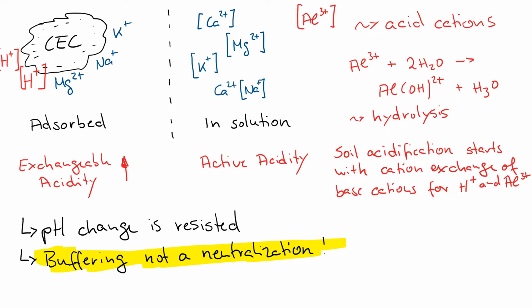It's important to remember that it is really just a buffering. The acid cations are not being neutralized. They are just being buffered, and eventually the exchangeable acidity will be exhausted, and then the active acidity will increase as well. But it is a nice mechanism that helps you mitigate drastic and rapid changes in pH. So it helps to slow the process and provide a low-pass filtering to changes in pH.